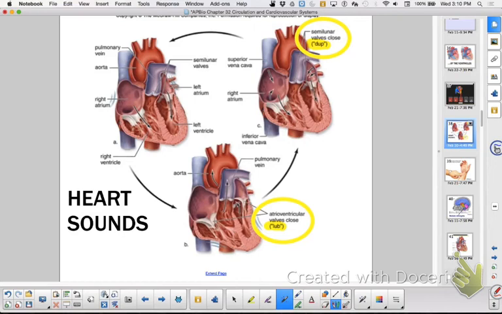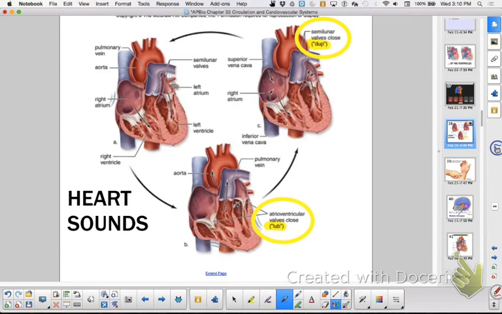So it's atria, ventricles, then they both relax. Atria, ventricles. Atria, ventricles. Check me, check yourself. Okay?